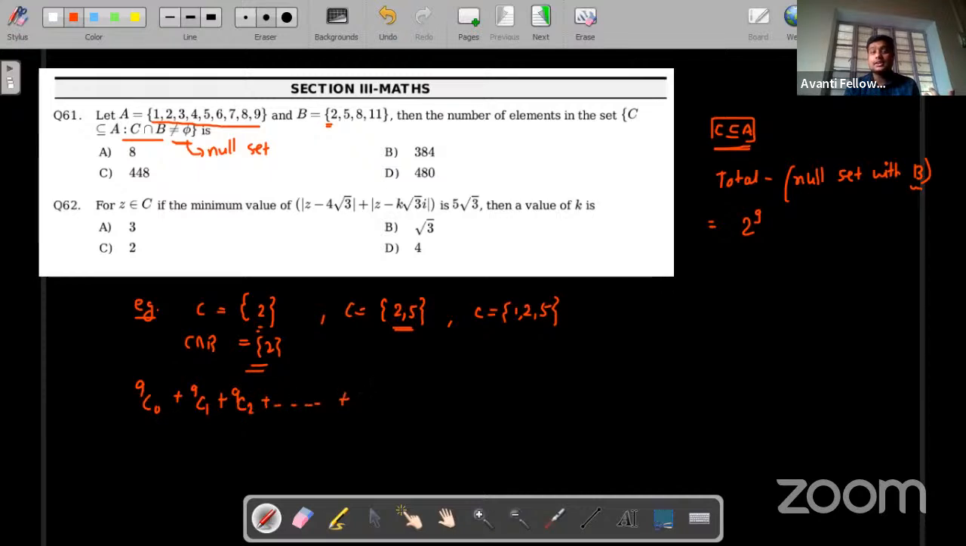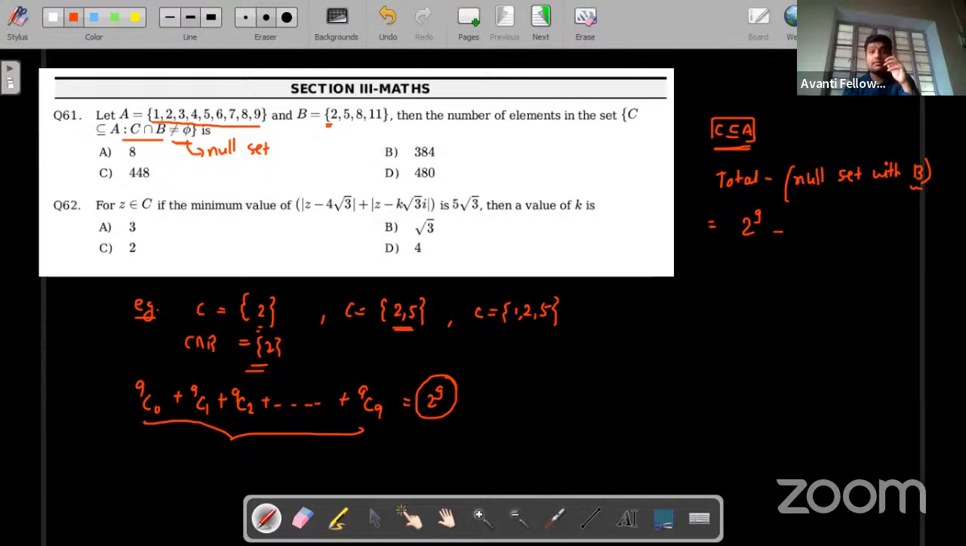I can either take all 9 elements. So this would be the number of subsets I can form from set A, right? If you know, using binomial, we can write it as 2 to the power 9, right or not? It means this many subsets I can form from set A. Clear? So this will be my total number of subsets.